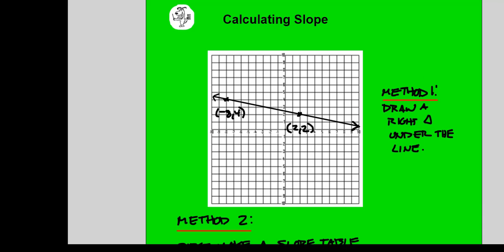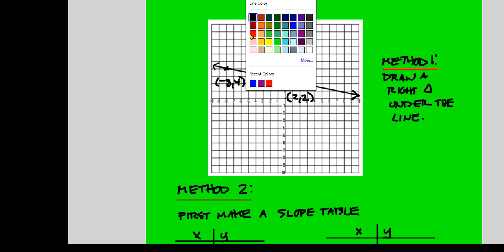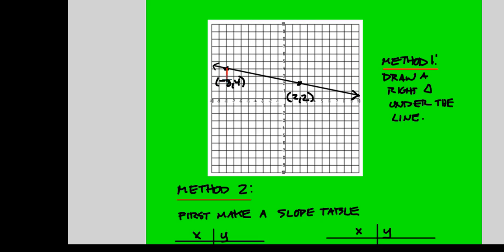Okay, so let's do another problem here. So method 1, draw a right triangle under the line. So I'm going to do that. So I have negative 8, 4, and 2, 2. This line is falling, so off the bat, you can just look at it. You know you've got a negative slope going on here. So I'm going to go down 2. So I'm now lined up with this point, and I go over here. So using this method, the right triangle I just drew, I have negative 2 down vertically. I have 1, 2, 3, 4, 5, 6, 7, 8, 9, 10 this way.